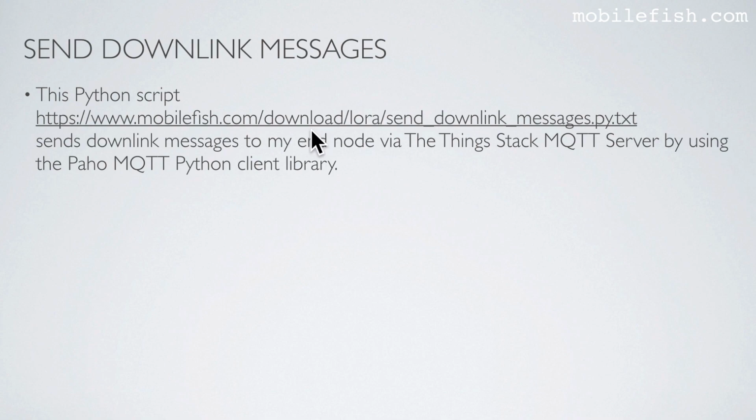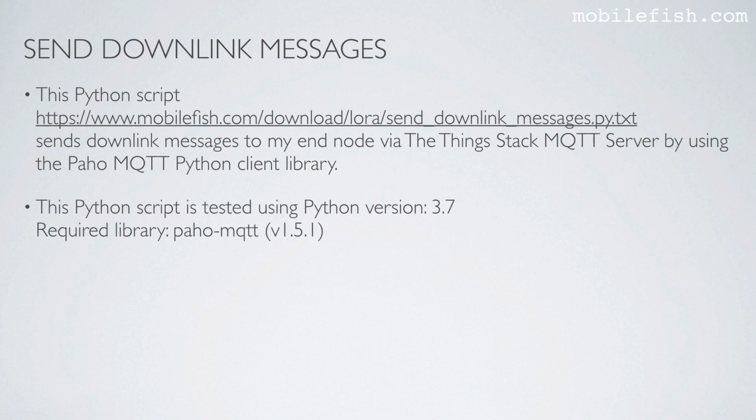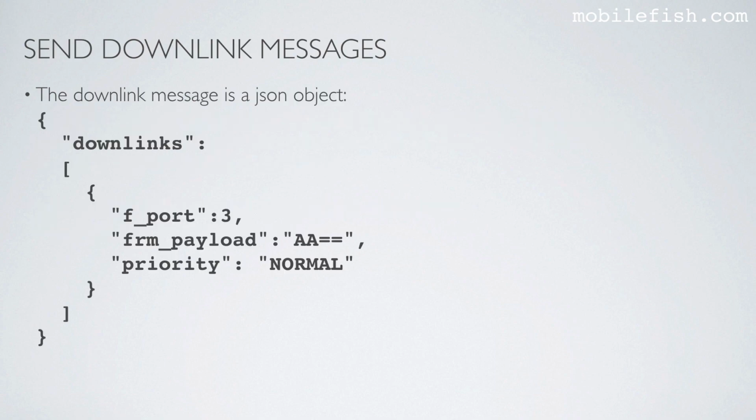This Python script at this location sends downlink messages to my end node via the Things Stack MQTT Server by using the Paho MQTT Python client library. This Python script is tested using Python version 3.7, and the required library is Paho MQTT version 1.5.1. The downlink message which is sent to my end node is a JSON object which looks like this.